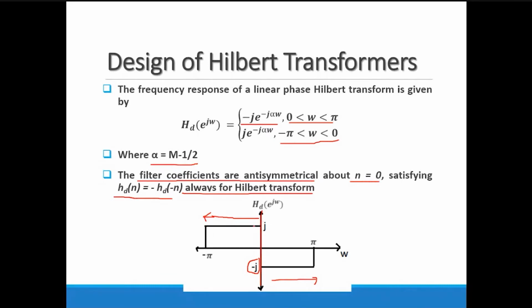Based on this, we have written this equation. This is the general equation: when we get anti-symmetry, we write hd[n] is equal to minus hd[minus n]. So this is the Hilbert transform and this is its impulse response, and finally this is the plot of this Hilbert transform, where you can easily see the anti-symmetric condition. The output of this frequency response of the Hilbert transform is anti-symmetric about n is equal to 0.